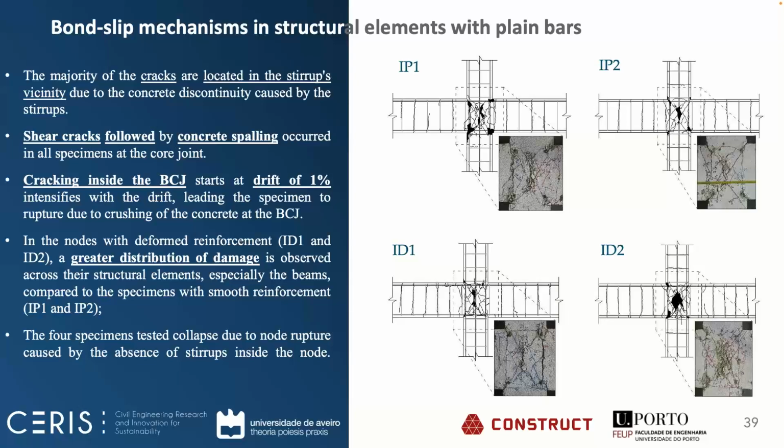When we look to the final damage, the majority of the cracks are in the beams, always, and located near the stirrups, but this is mainly related with the concrete discontinuity caused by the stirrups. We have observed this in several tests. Then we have shear cracks followed by the concrete spalling in the core joint, and the cracking inside the beam column joint starts around the drift of 1%, like I referred earlier. And of course we have a higher distribution of damage with the ID, the deformed bars, and more concentrated damage with the IP. In the end, due to the lack of transverse reinforcement in the beam column joint, we always have the failure in the joint.